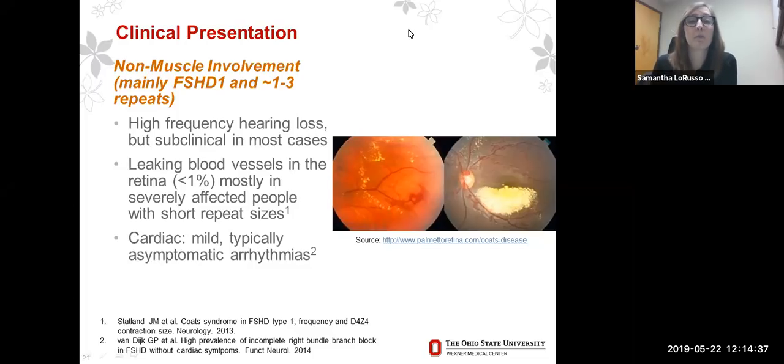Also can have problems with blood vessels in the eyes, and it causes a retinal disease, sometimes termed Coates disease. And this again is super uncommon in FSH, and it's mostly occurring in people who are more severely affected. And then with regards to cardiac disease, this has been looked at and is usually mild and usually comes in the form of arrhythmias, and it's almost always asymptomatic.